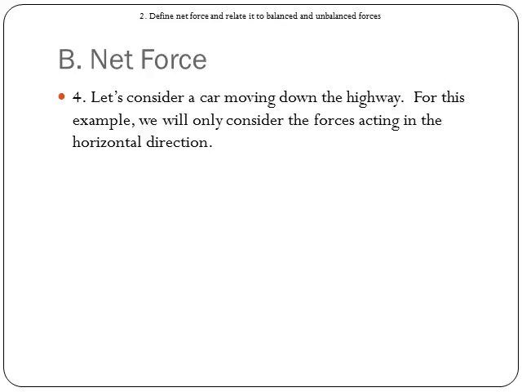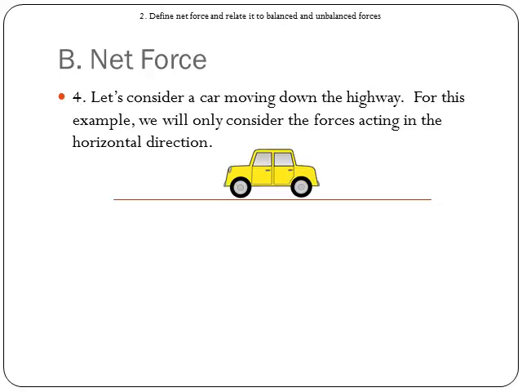Let's look at a different example here. Let's consider a car moving down the highway. For this example, we will only consider the forces acting in the horizontal direction. If you don't recall what horizontal means, it means side to side, left to right, if you will. So here's our car, and the road here we can see, and the car is traveling. It looks like the car is pointed to our left here, because it looks like there's the headlights right there. So the car is going to the left.